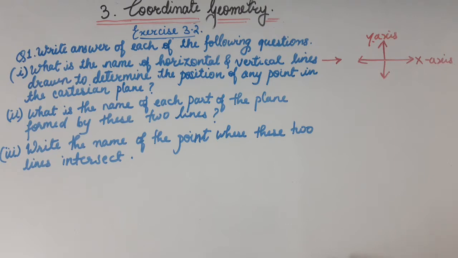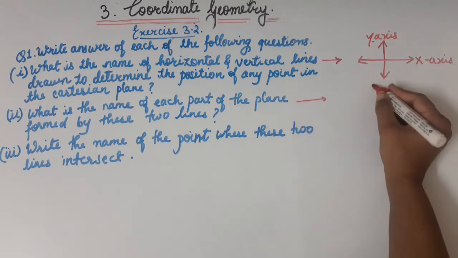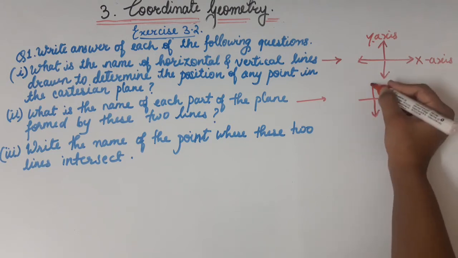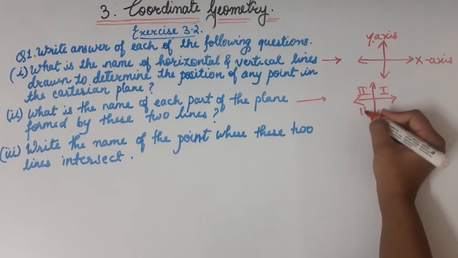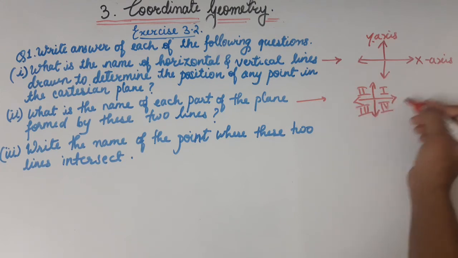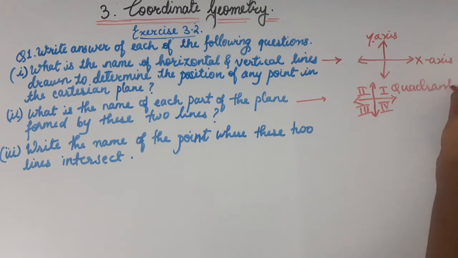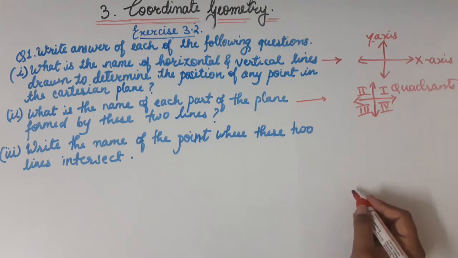Then the second question is, what is the name of each part of the plane formed by these two lines? Because of these two lines, 4 parts are formed: 1, 2, 3 and 4, and all these are called quadrants. So the answer is, the name of each part of the plane formed by these two lines is quadrant, and there are 4 quadrants. First, second, third and fourth quadrants.